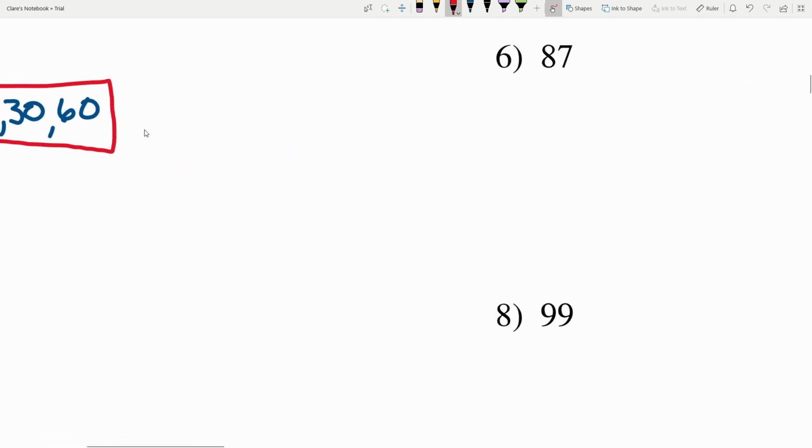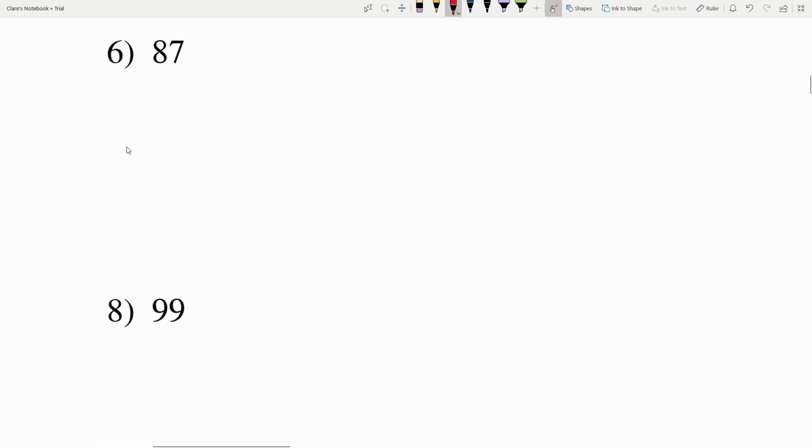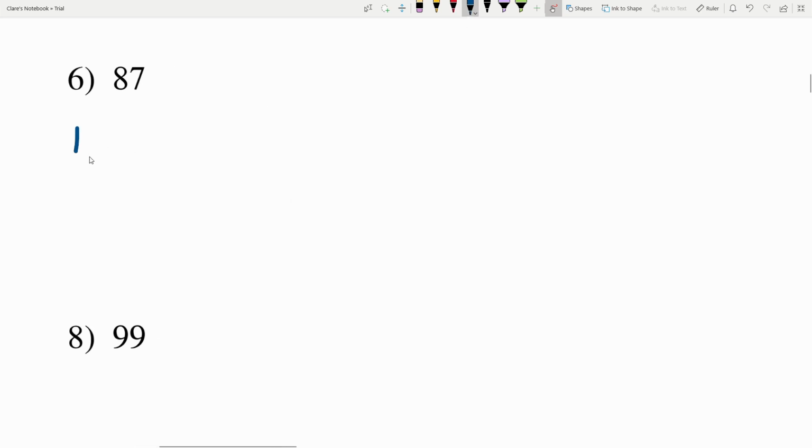Let's move on to number 6. In number 6, we have the number 87. So right away, we can find two factors. That's going to be 1 and 87. Now I have to ask myself, does 2 divide this? And no, it does not, because it's not an even number. Well, how about 3? 8 plus 7 equals 15, and 15 is divisible by 3. So 87 is divisible by 3.